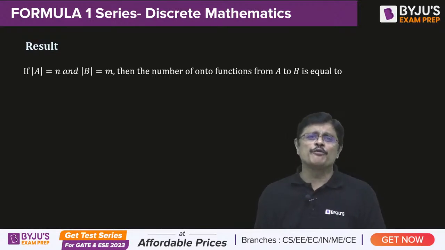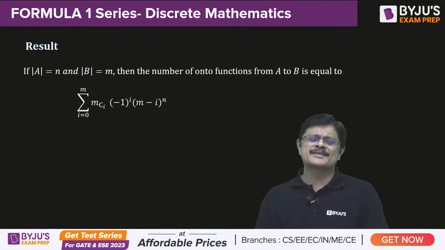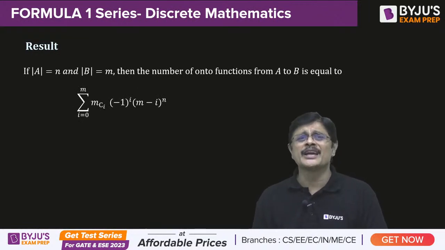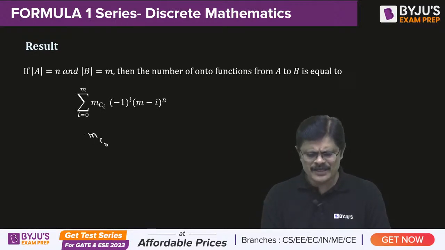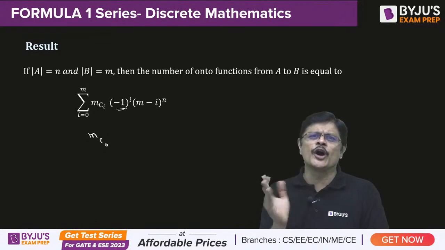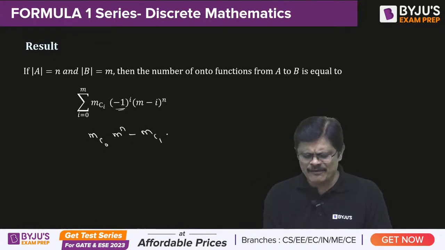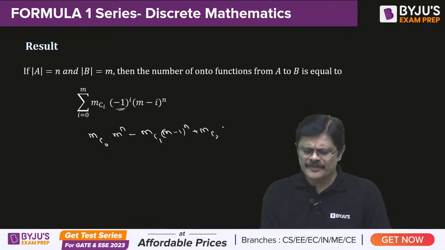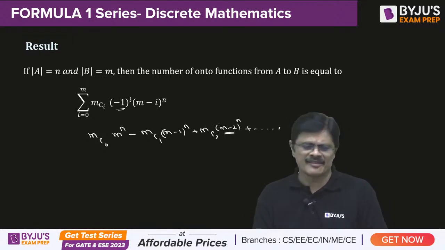So number of onto functions, we have this particular formula for onto functions, sir. Okay, this formula is derived using inclusion-exclusion principle. So generally we write it like this: MC0 m to the power n minus MC1 (m minus 1) whole power n plus MC2 (m minus 2) whole power n, with alternating plus and minus signs, (minus 1) power i. Like that you continue, sir. When this fellow becomes 0, you stop. That is the logic, my dear friends.